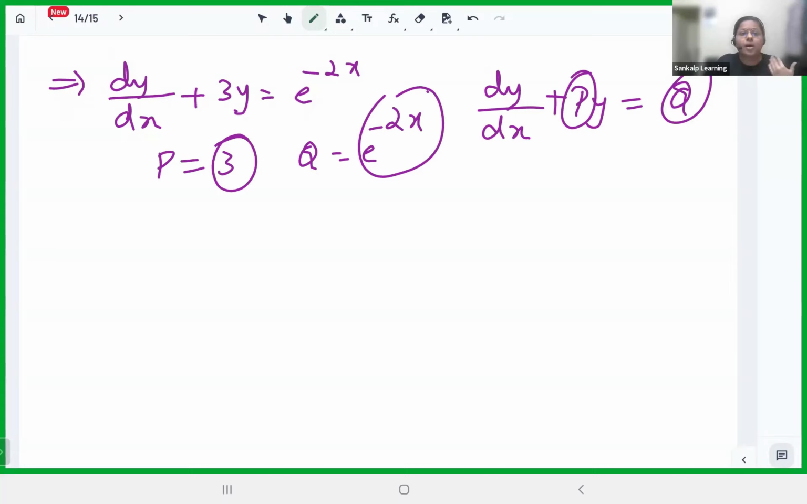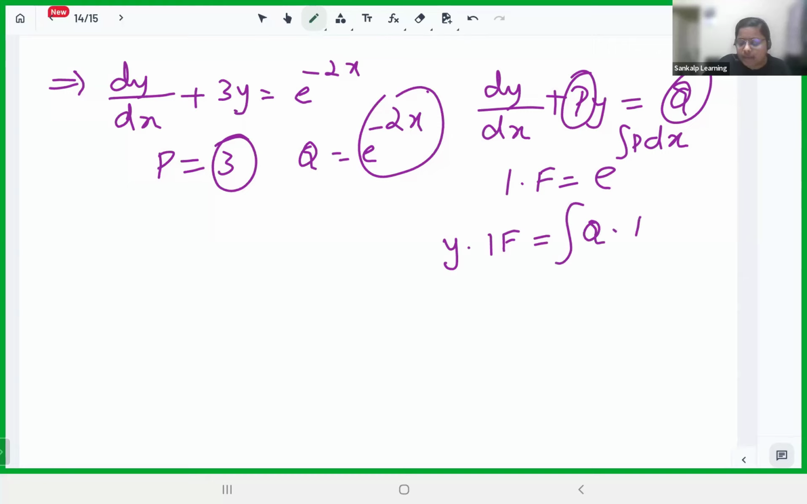So how will you solve this? You have to first find the integrating factor. How will you find the integrating factor? Integrating factor is equal to e raised to integral p dx, right? And then how will you find the solution? y into integrating factor is equal to integral q into integrating factor into dx, right?